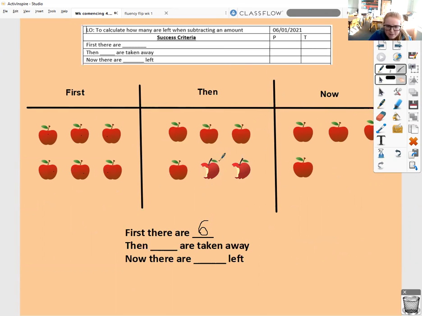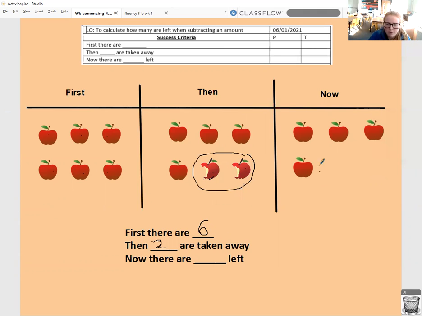Then what happened? 2 apples were eaten. Then 2 are taken away because they have been eaten. If they've been eaten, we take them away. We don't want to eat them again. So first there are 6, then 2 are taken away. How many are left? Let's count. 1, 2, 3, 4. There are 4 left. So first there are 6, then 2 are taken away. Now there are 4 left.